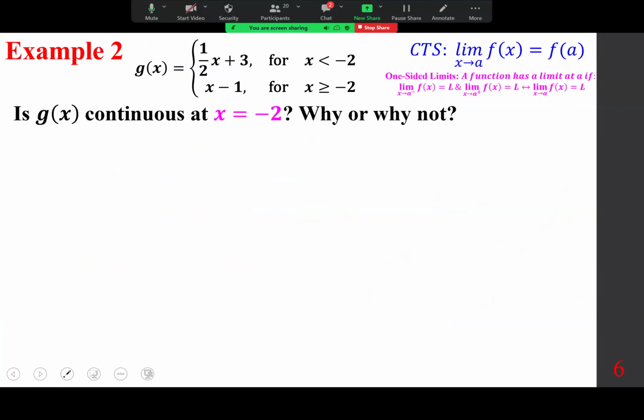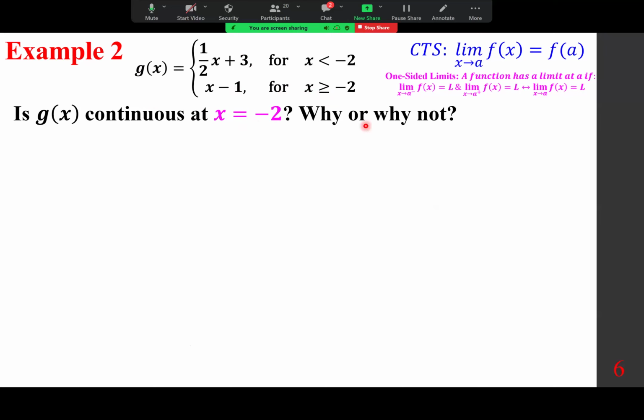Let's look at this function. g of x is defined as half of x plus 3 for x less than -2, and x minus 1 for x larger than or equal to -2. This is an example of a piecewise defined function. Is g of x continuous at x equals -2, yes or no?